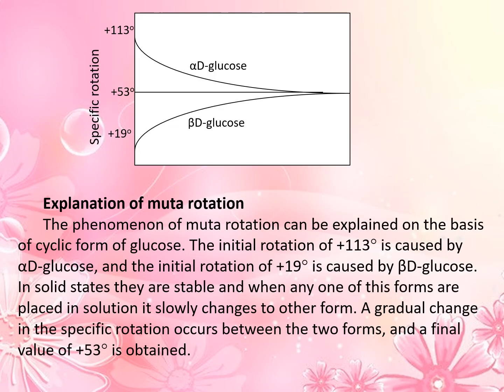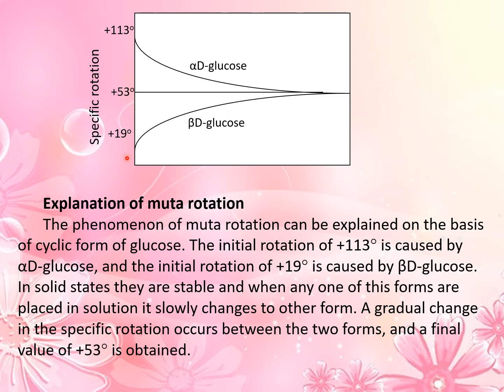Now we will see the explanation of mutarotation. The phenomenon of mutarotation can be explained on the basis of the cyclic form of D-glucose. We can explain mutarotation only in the cyclic form of D-glucose. The initial rotation of plus 113 is caused by alpha D-glucose, and the initial rotation of plus 19 is caused by beta D-glucose.